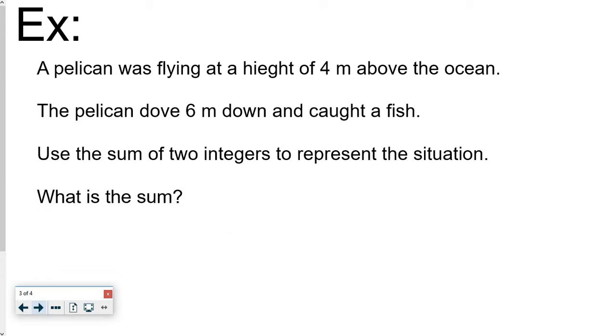So the second part, a pelican was flying at a height of 4 meters above the ocean. The pelican dove 6 meters down and caught a fish. Use the sum of the two integers to represent the situation. So this is the bird right here. That's a bird. Trust me. Caw-caw. Do you hear it? Okay, there you go. 4 meters above the sea.